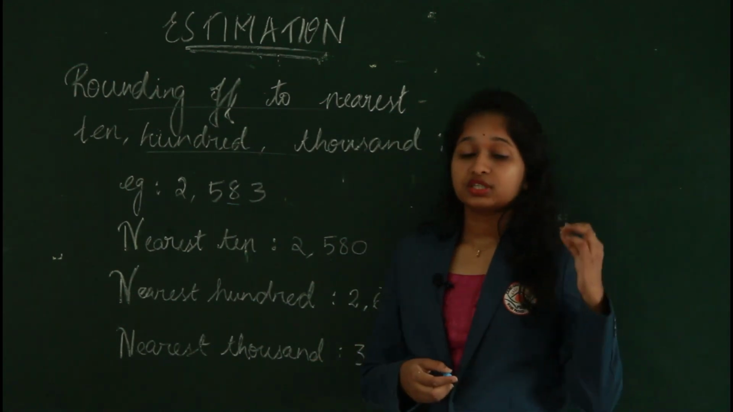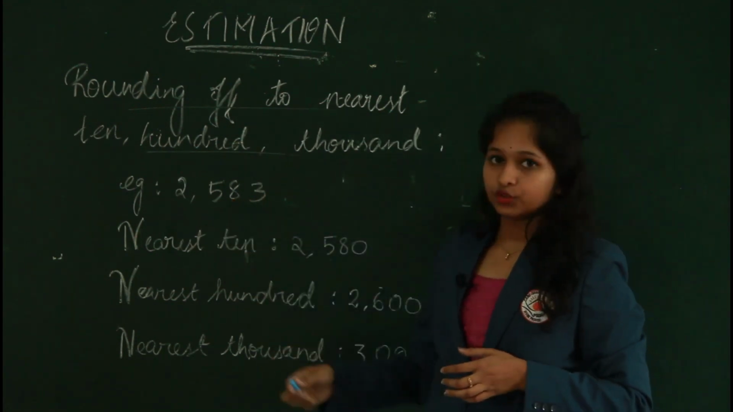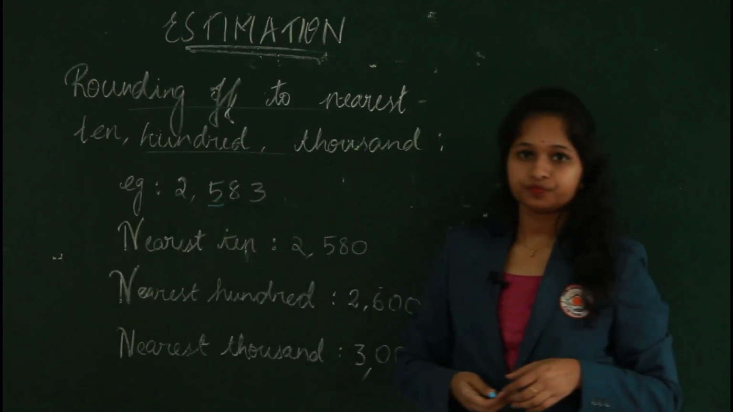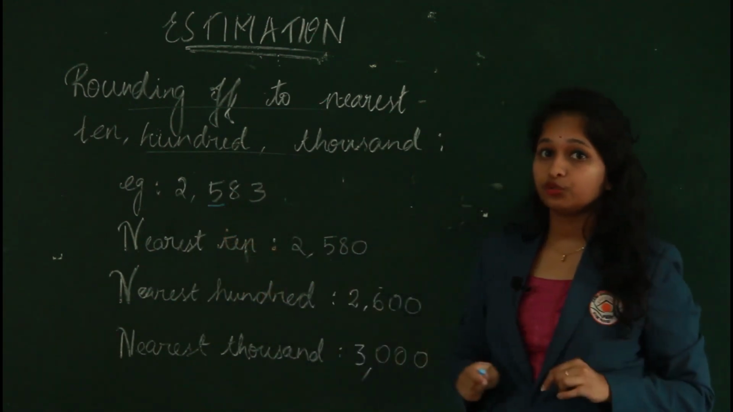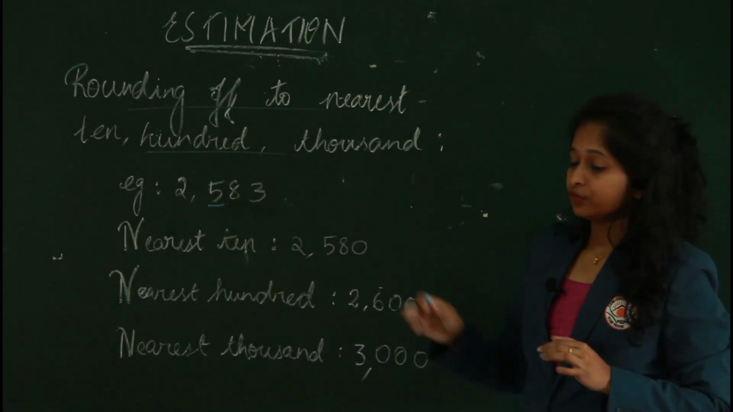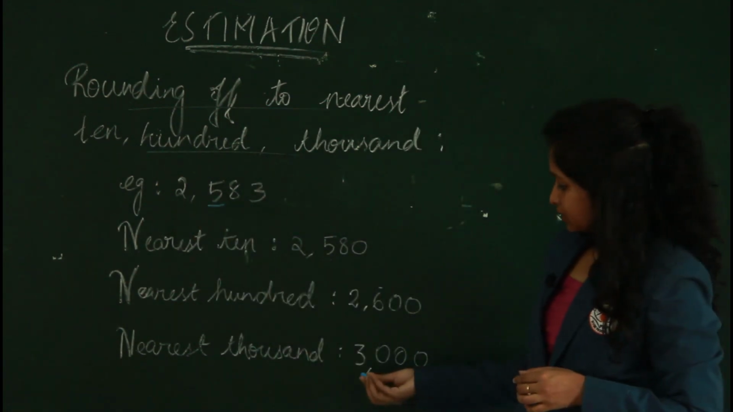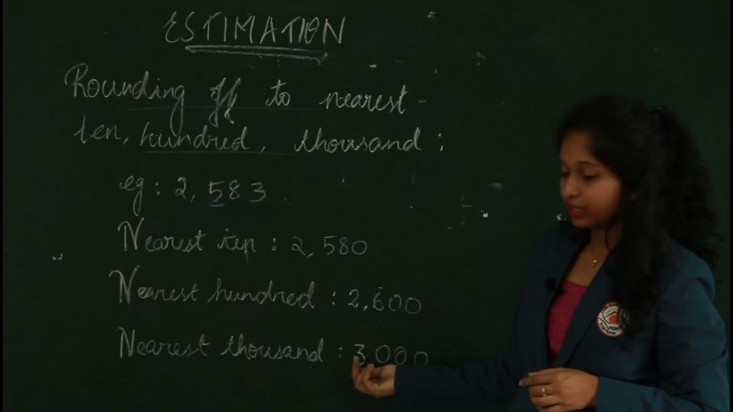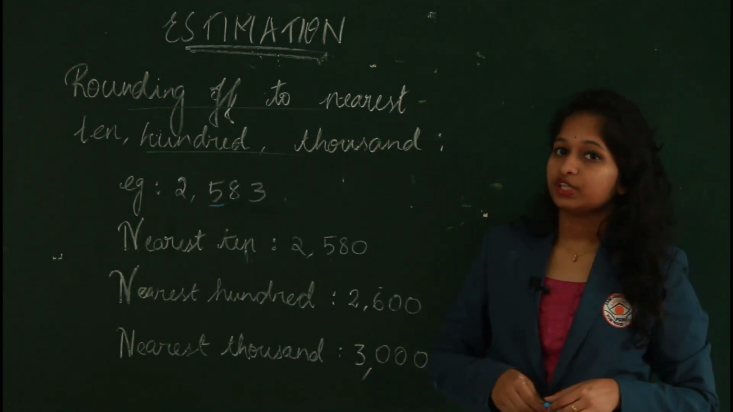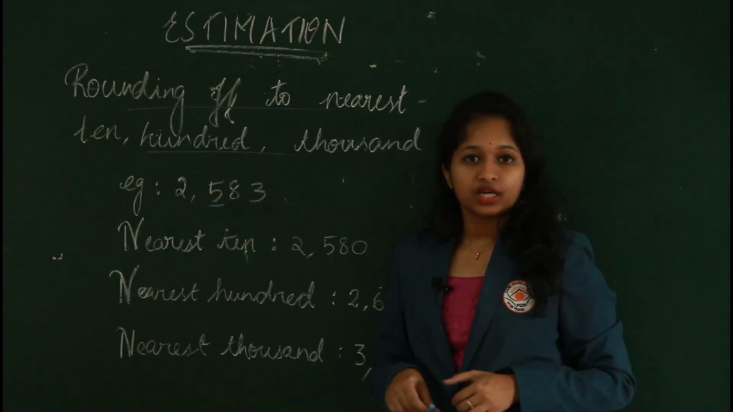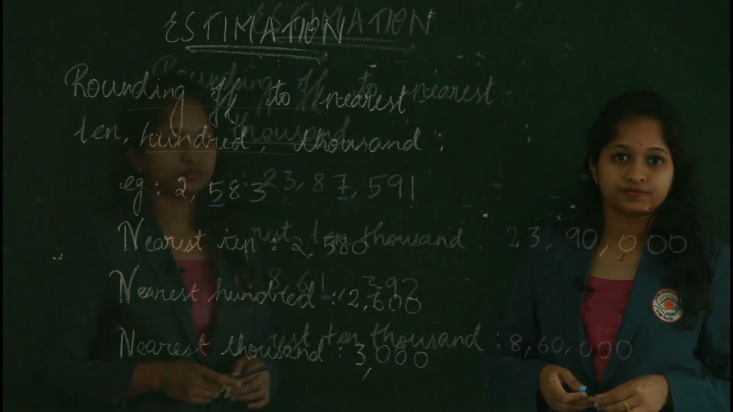And next for nearest 1000. For nearest 1000, look into the hundreds digit. Hundreds digit is 5, that is greater than or equal to 5. So what we have to do? We have to increase 1 for the thousands digit. It is 2, we have increased 1 and it has become 3, and remaining all the digits we have replaced with 0. So nearest 1000 to 2583 is 3000.